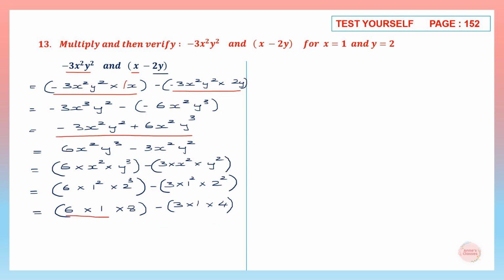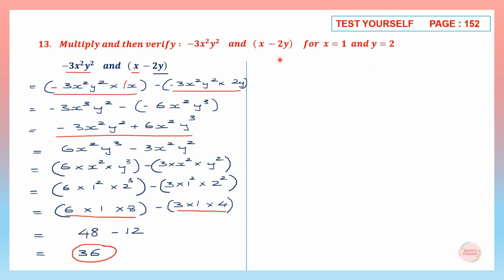So this 6 into 1 into 8. 6 ones are 6 into 8. 6 eights are 48. 48 minus, now here we have 3 ones are 3. 3 fours are 12. So minus 12. So 48 minus 12 is 36. So this side when we substitute it, we got 36. So this is after we multiplied all these and then we substituted.